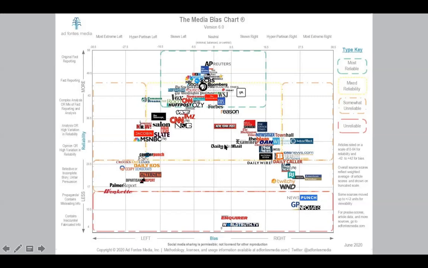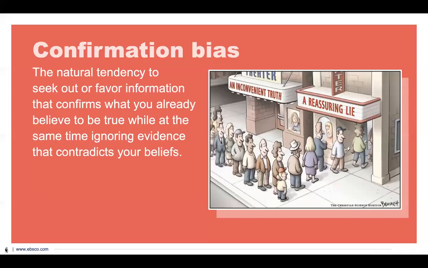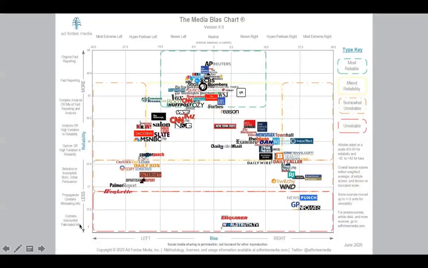So in the middle, you have neutral at the top. And then if you look on the side, you have scores of reliability. So in the middle is kind of mediocre. The higher you go is more reliable. Oops, I'm sorry. And down is less reliable. They also have confirmation bias on here, both left and right on the bottom.